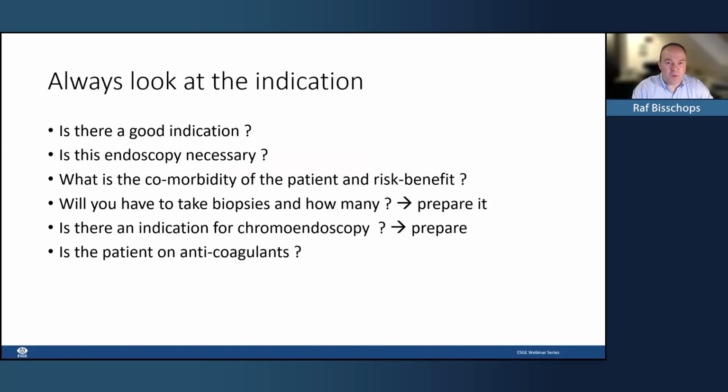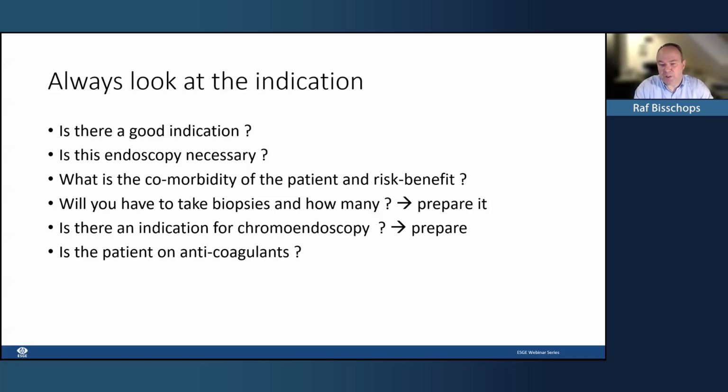Always, for any procedure, but also for a basic gastroscopy, you have to wonder whether there's a good indication. Is this endoscopy really necessary? What is the comorbidity of the patient and the risk-benefit? If a patient comes into your office to evaluate a cancer and can barely come out of his wheelchair without desaturation, there's not going to be any consequence in confirming the diagnosis, and you shouldn't even do the procedure.